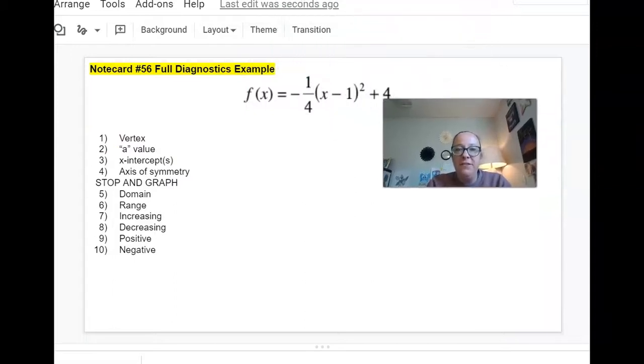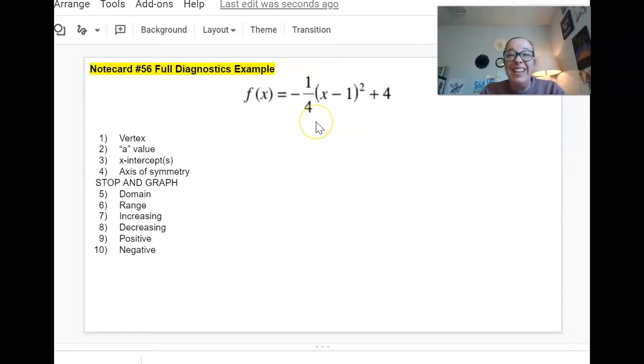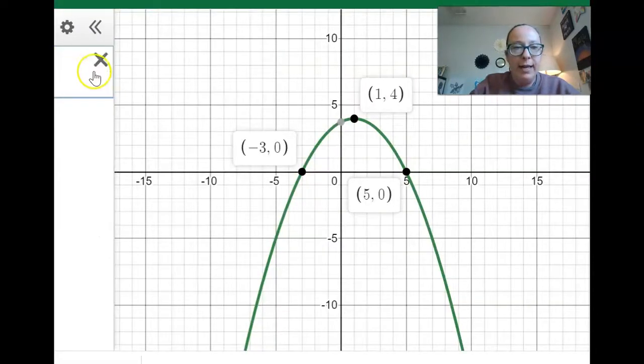Okay, note card 56, full diagnostics example, the culminating event. And notice, I didn't even give you the graph. I gave you the equation in vertex form. Okay, yes, I did. Now, I know I haven't been all about Desmos and things like that, so I'm going to show you both ways, but I am going to type this into Desmos so I can get a nice, pretty graph to drop in here. But this would be something you would need to do. You would need to type it in your calculator, get a nice graph.